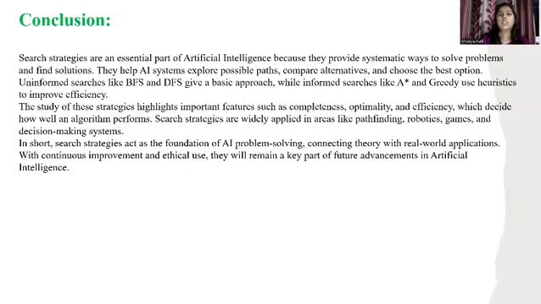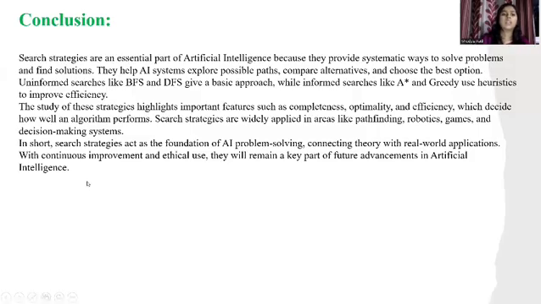So lastly, conclusion of search strategy. Search strategies are essential parts of artificial intelligence because they provide a systematic way to solve problems and find solutions. They help AI systems explore possible paths, compare alternatives, and choose the best option. Uninformed search like BFS and DFS gives the basic approaches, while informed search like A star and greedy search improves efficiency.